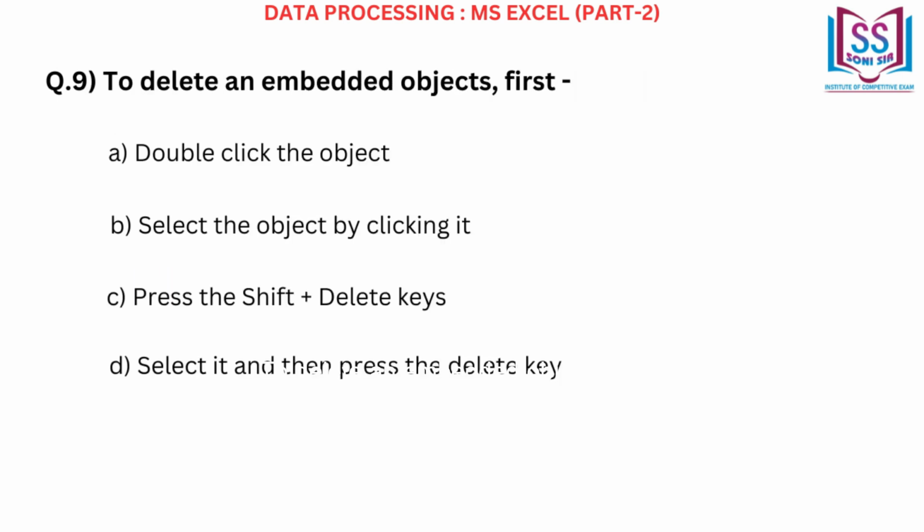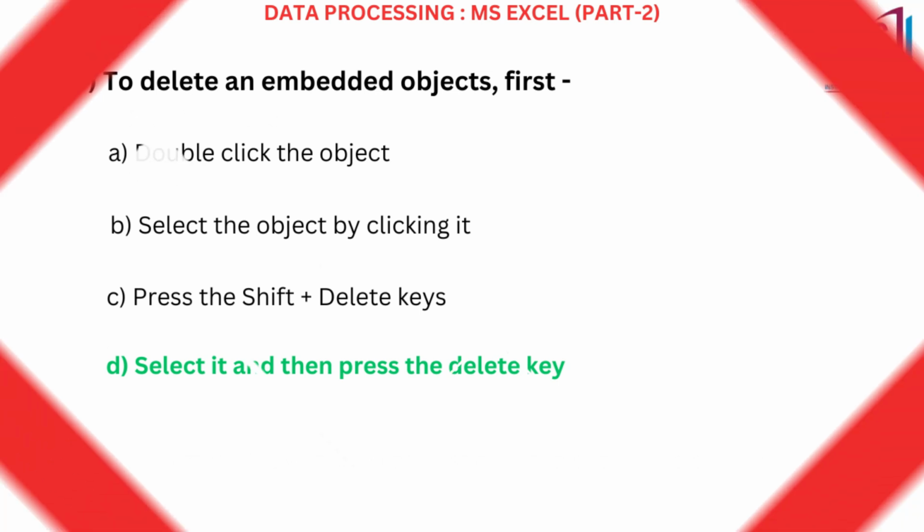To delete an embedded object, first A. Double-click the object, B. Select the object by clicking it, C. Press the Shift plus Delete keys, D. Select it and then press the Delete key. Correct answer D. Select it and then press the Delete key.